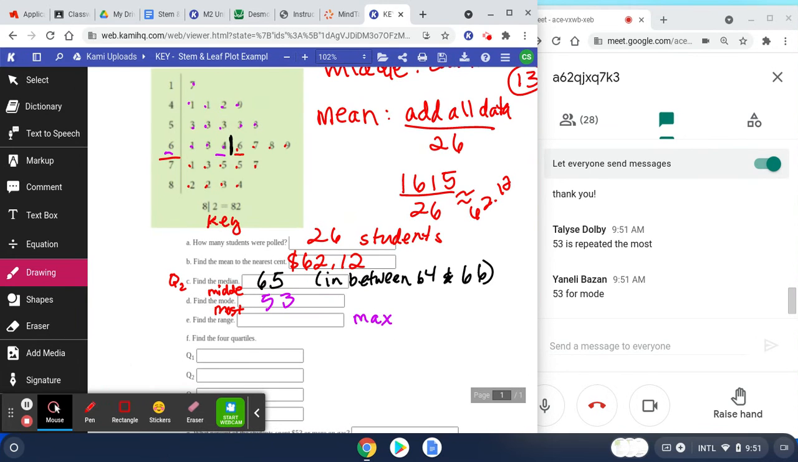Okay, what's the range? The range is the maximum piece of data minus the minimum. It's the highest minus the lowest. So does everybody see that the highest piece of data is 84? And the lowest piece of data is 17. Can you guys please subtract that for me and tell me what you get?